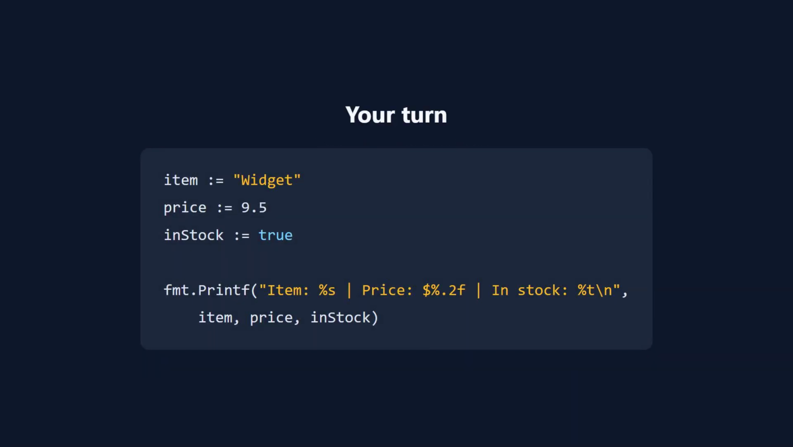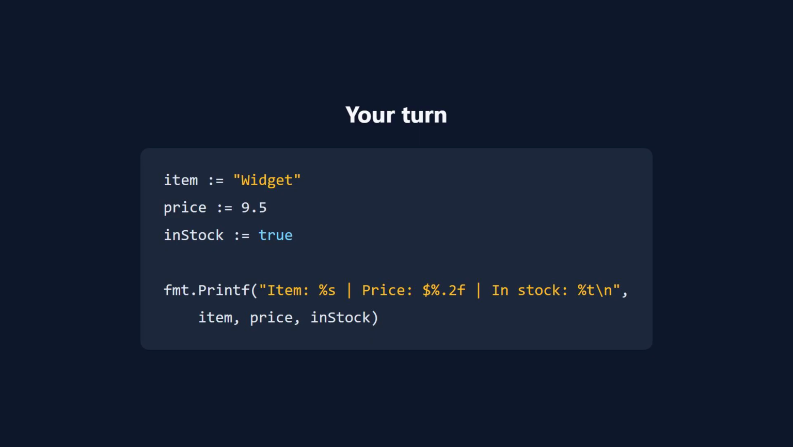Your turn. Using a single Printf, print this exact line. Item: widget, then a bar, then price: $9.50, then a bar, then in stock: true. The price has to show 2 decimals, and that last value is a Boolean. Pause here and try it.